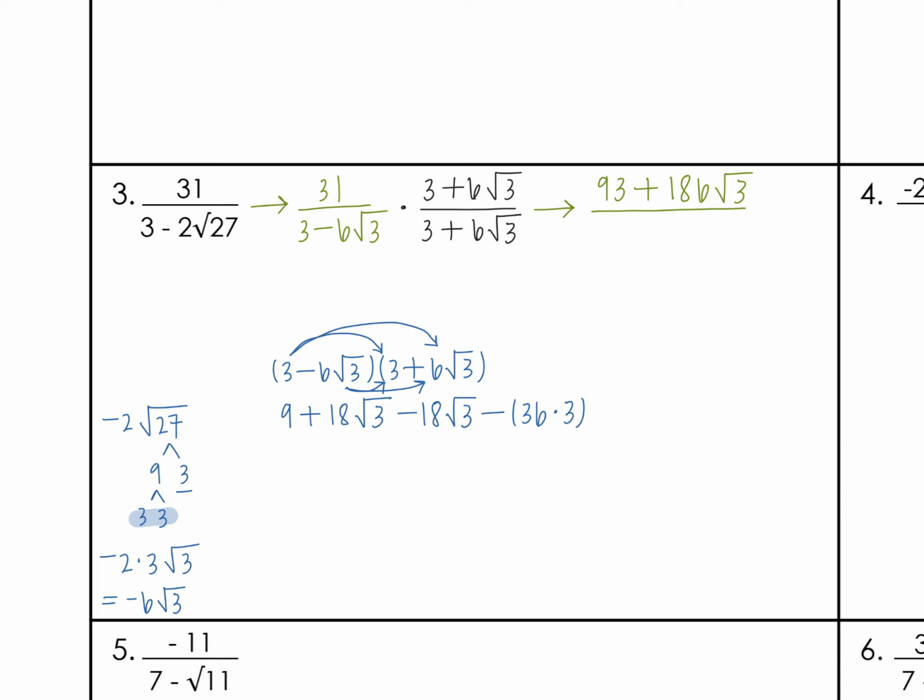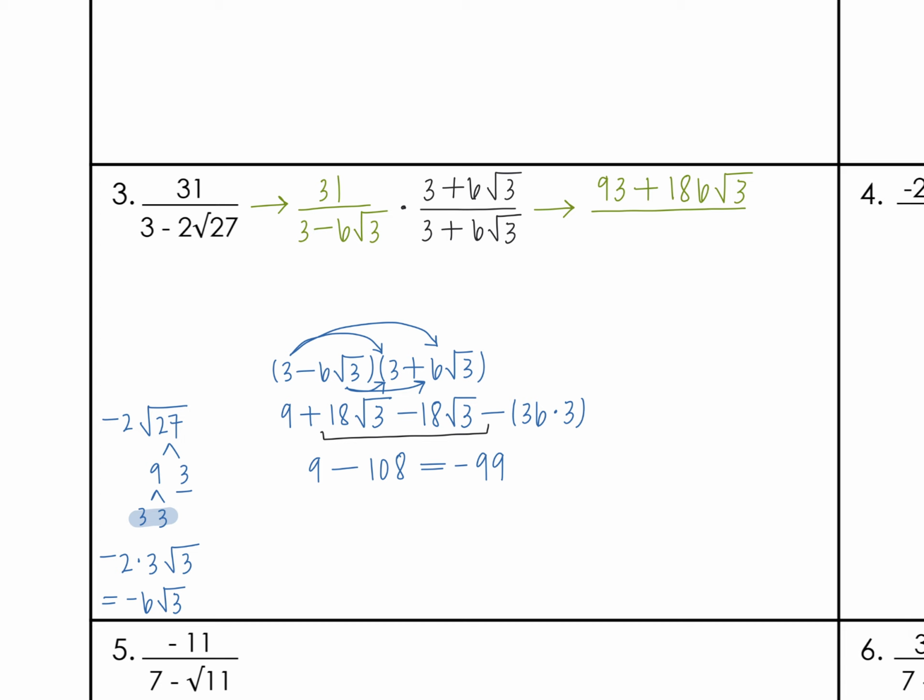All right, so here noticing that my radicals, my two terms in the middle, they are going to cancel out because we have a positive 18 root 3 and a negative 18 root 3. So like I said, if you are multiplying by the conjugate correctly, they should cancel out. And so we're left with that 9 minus, and we'll have that 36 times 3, which will give me 108. And so when I subtract, I'm left with negative 99.